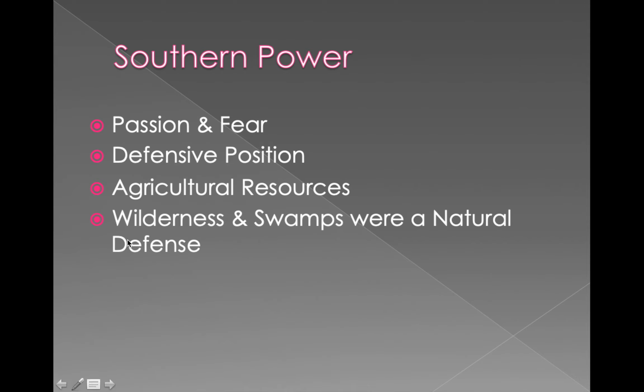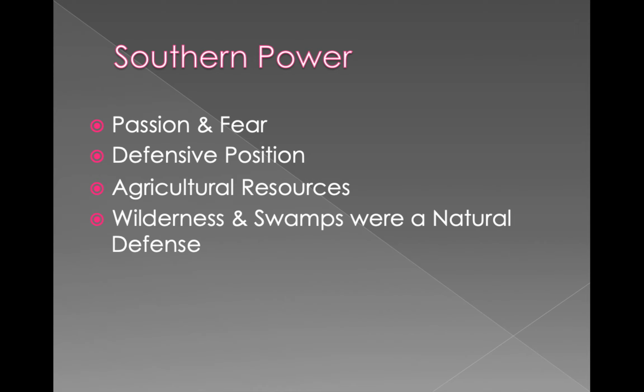They have a lot of agricultural resources, which we'll talk about in the next question, or the next two questions. And then wilderness and swamps, so things that would act as a natural border and natural defense from the Union invasion. Because remember, troops are still, for the most part, walking from point A to point B, from battle to battle.